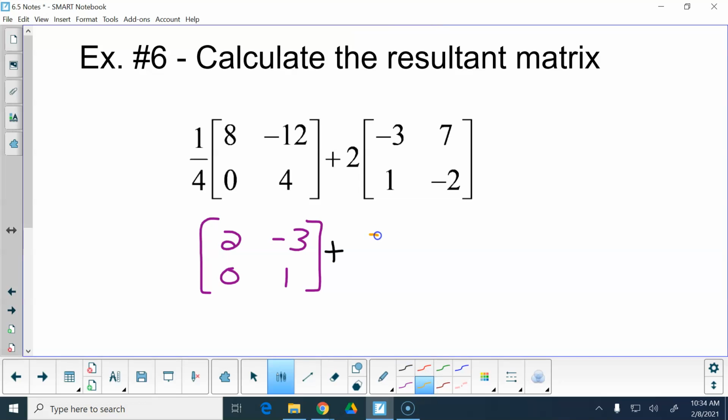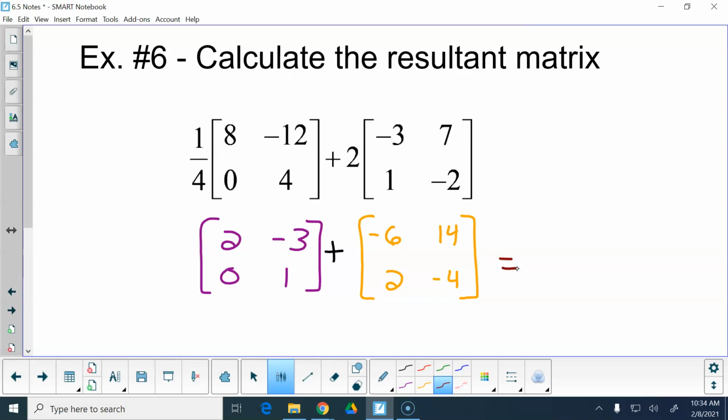2 times negative 3 is negative 6. 2 times 7 is 14. 2 times 1 is 2. 2 times negative 2 is negative 4. So we get that. Then we can add those two matrices together.